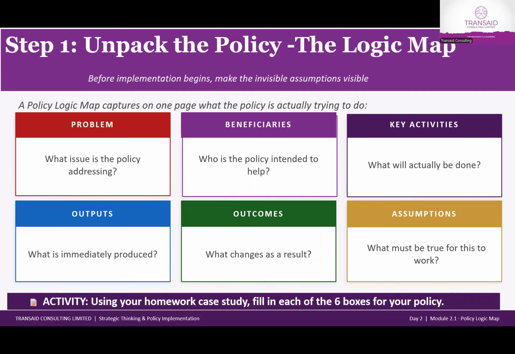It's basically you take the big fancy words in the document and break them down into plain logic, simple, everyday English. You identify exactly who benefits, what you are assuming will happen, and the core reasoning behind that policy.